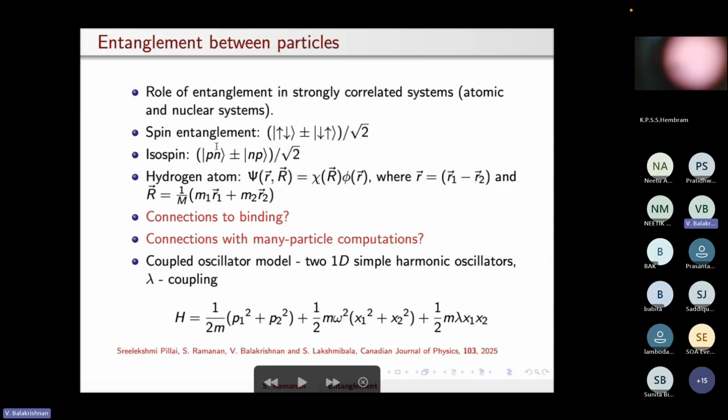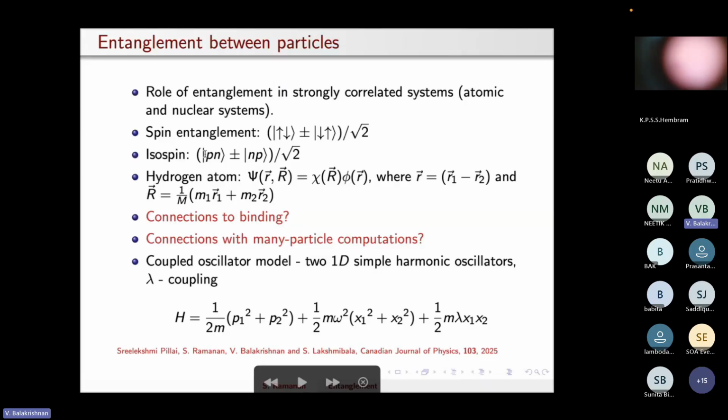Similarly, in strong interactions, in addition to spin, you have the isospin degree of freedom, where the proton and the neutron are considered as a doublet under isospin. The math is very similar, and again you have this entangled state, np plus or minus pn over root 2.